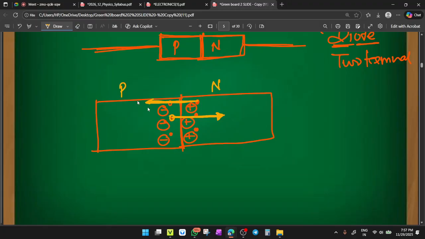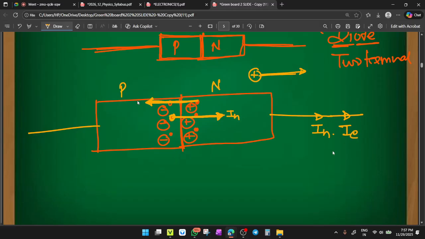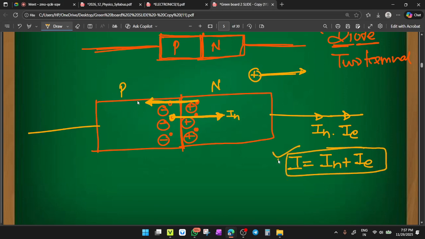Fine. So you know there is a flow of current. So this hole movement will constitute a hole current I_H. When positive charge is moving, the direction of current is along with the direction of the charged particle. So there is a hole current. Clear? And the electron is moving in the opposite direction, so there will be a current that is called electronic current. So total current I equals I hole plus I electron. Clear or not?